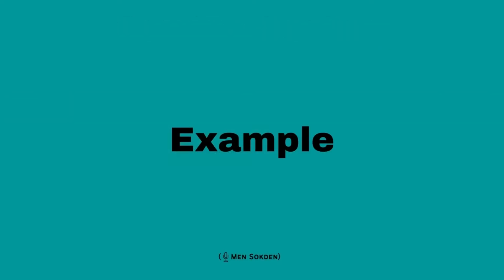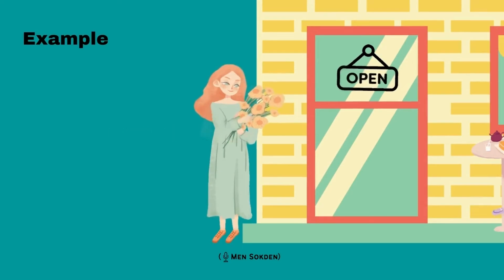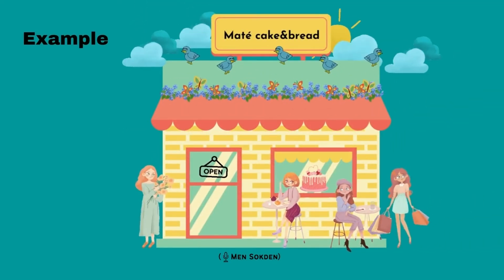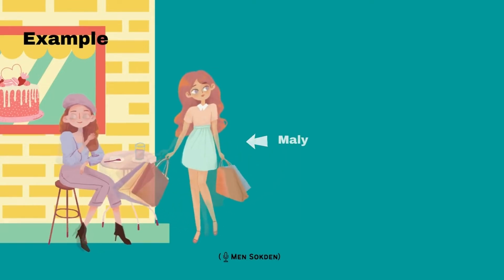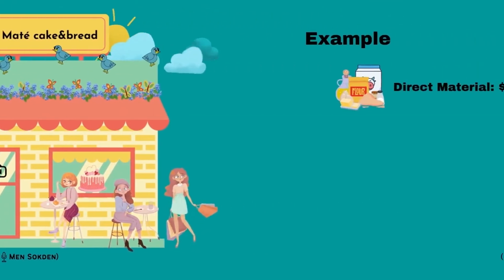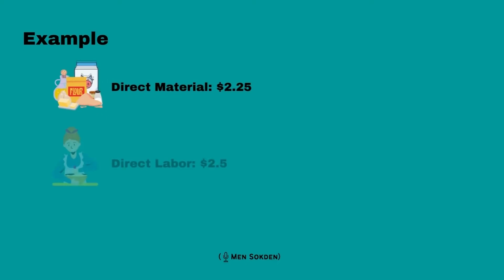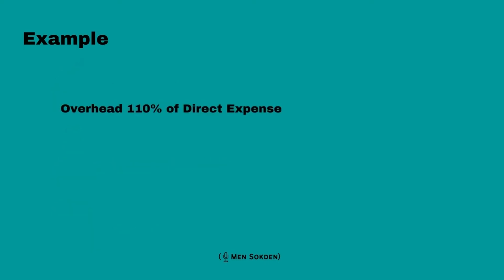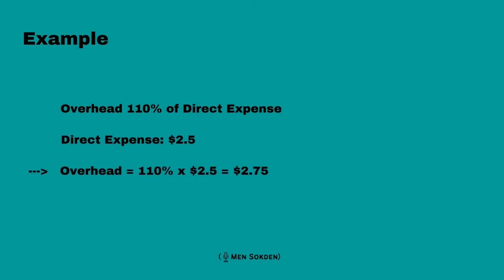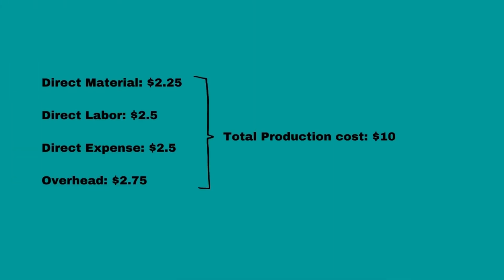Let's have examples. Suppose Anian owns a cake bakery and receives an order from Kumuli to celebrate her 7th birthday. That sounds kind of sad. To accept the order, Anian has direct material $2.25, direct labor $2.5, direct expense $2.5, and overhead absorption is 110% of direct expense, which is $2.75. So we can see that the total production cost is $10.